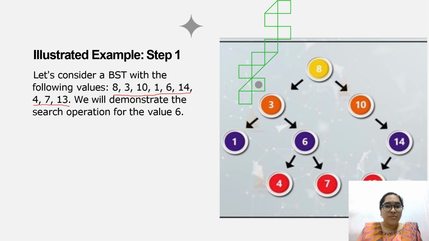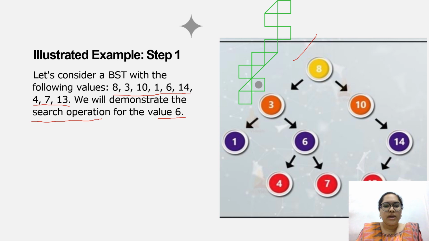So these are my elements in a binary search tree. Let us take a search element for performing the search operation, that is 6. Here I have shown in the figure how these elements can be represented in a binary search tree.